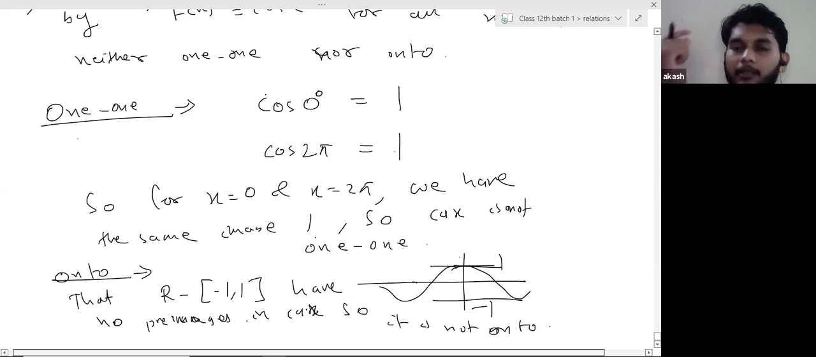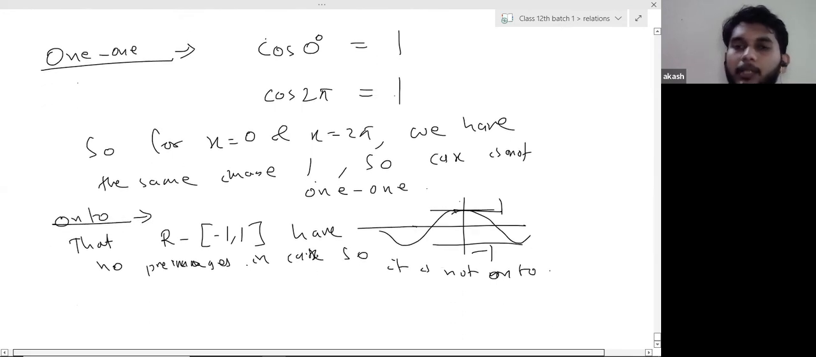If you take any number from 1 to infinity or minus infinity to -1, if I say 2, when will we get 2 from cos x? Never. So no value of x gives the value 2. So 2 has no pre-image. So this is not onto. This is clear, everyone? Yes, sir. All right, please note it down.